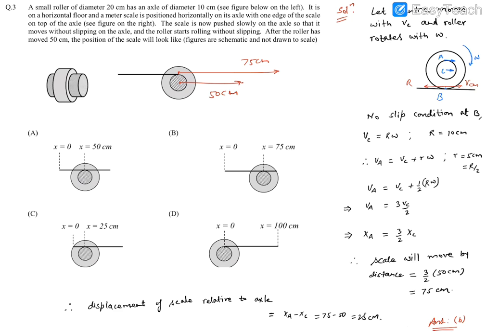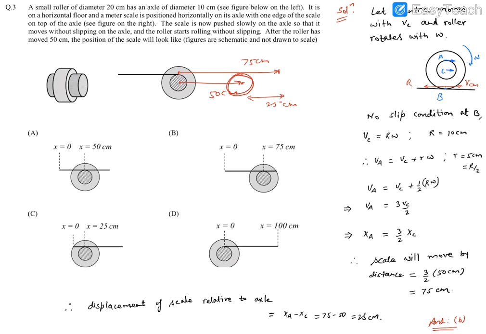So if the center is here in the new location, then the end of the scale is going to be here. That means this distance is going to be 25 centimeter. So in the final appearance, beyond the center towards the right, the length of the scale should extend by 25 centimeter.